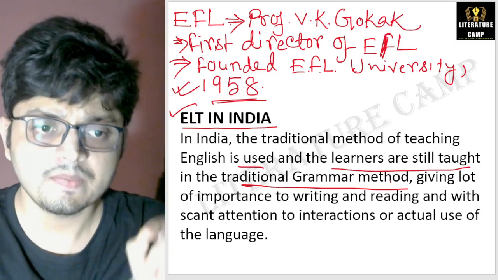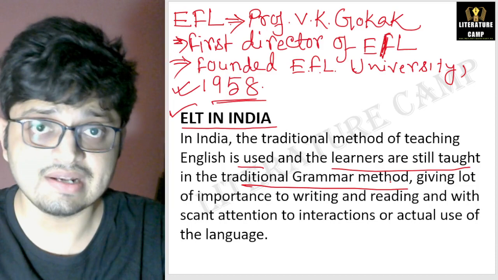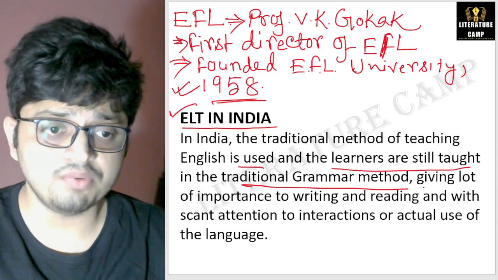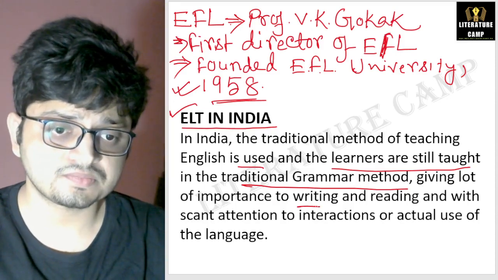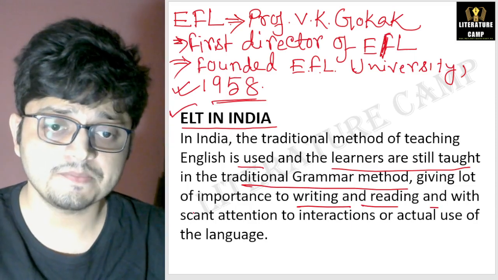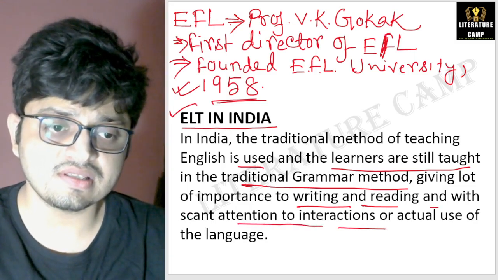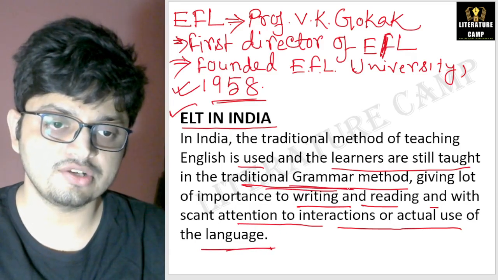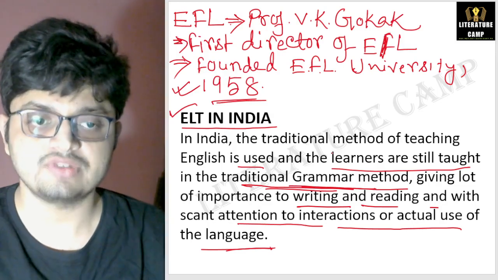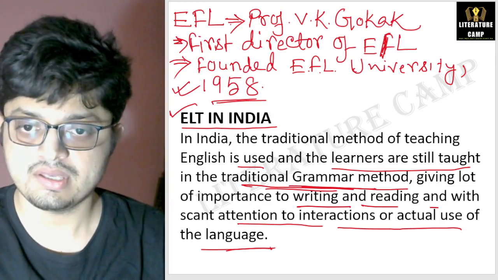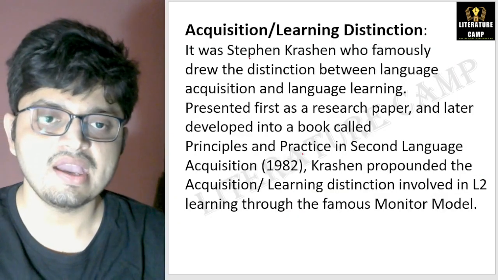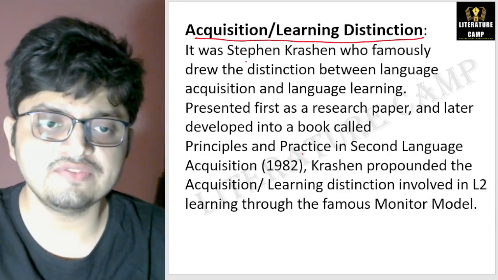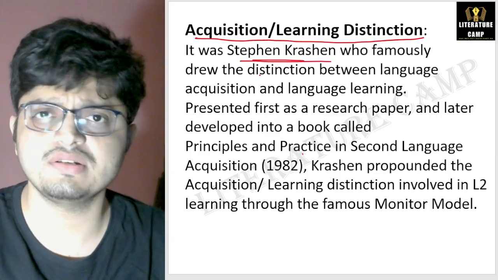The traditional method of teaching English in India is the traditional grammar method, where importance is given to writing and reading, and with little attention to interactions or actual use of the language. All right, that is the traditional grammar method. Next, acquisition and learning distinction. What is it? It was Stephen Krashen. This name becomes very much important in this field.